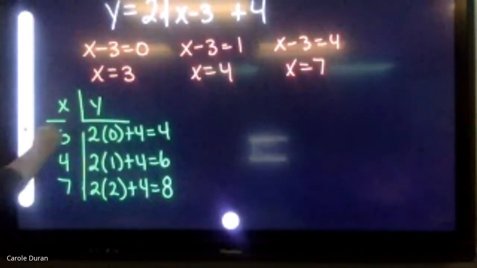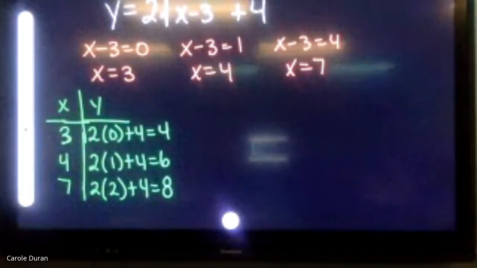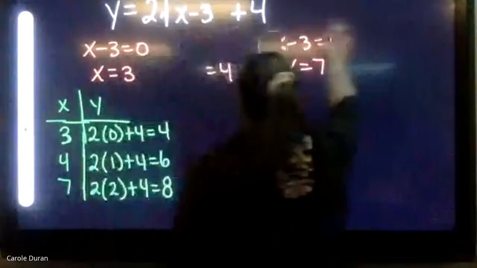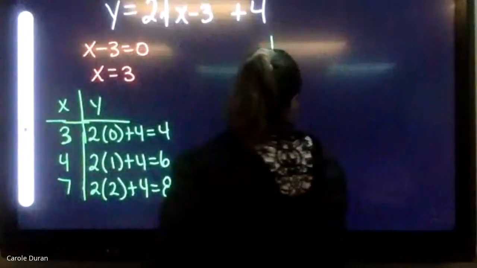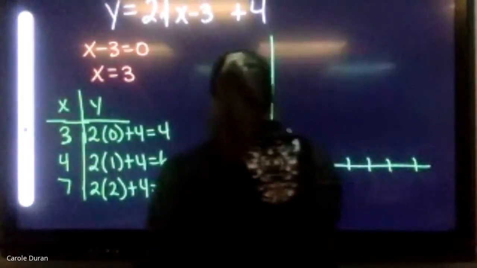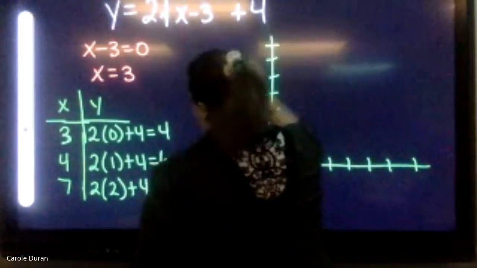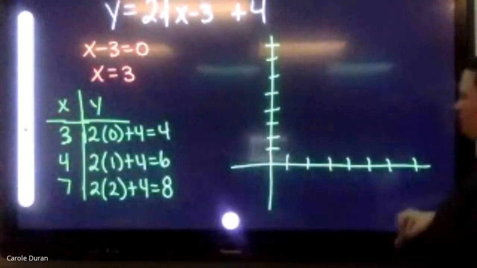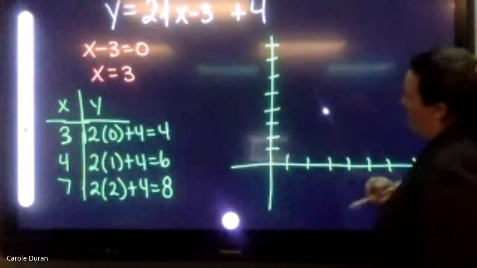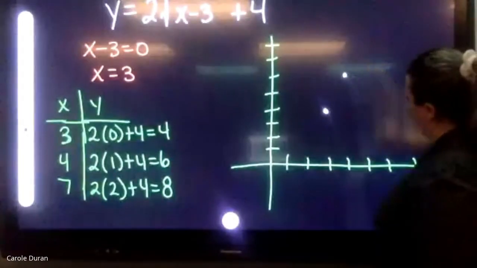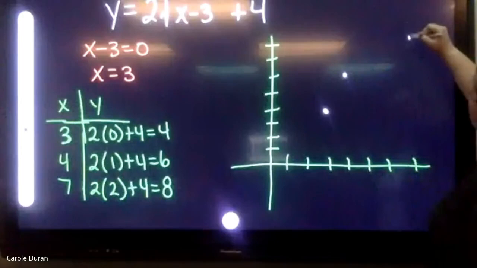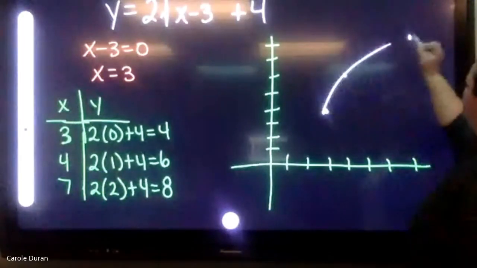Okay, so did everybody else get 3, 4, 4, 6, and 7, 8? Oh, no. You're good. And then what do I do next? I just graph it. The first one I put down is 3, 4. Then I have 4, 6. And then I have 7, 8. So your graph should look something like that.